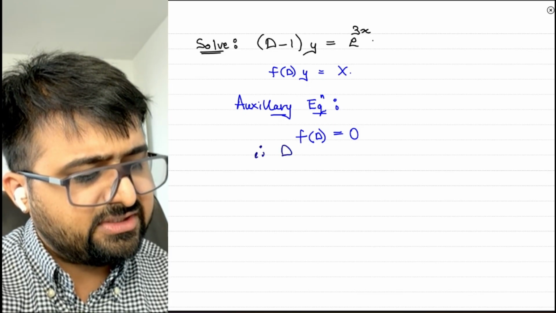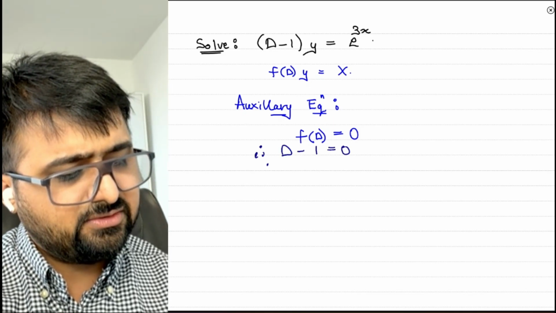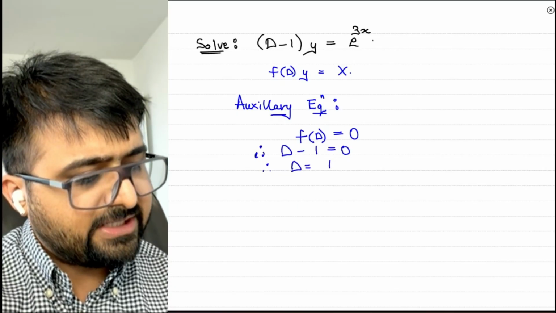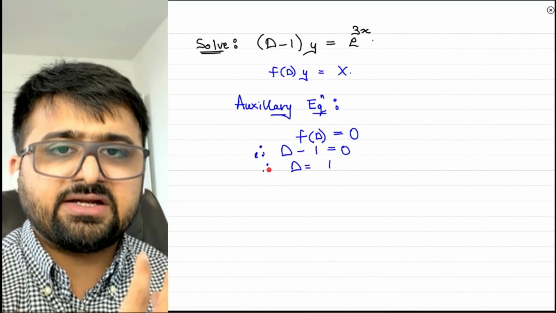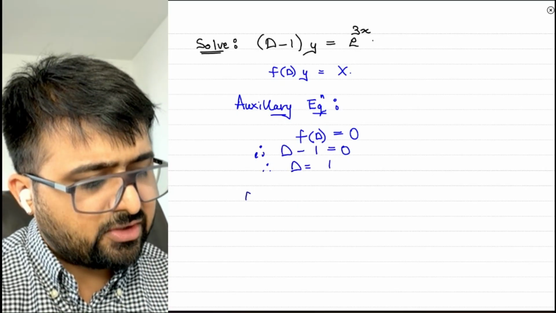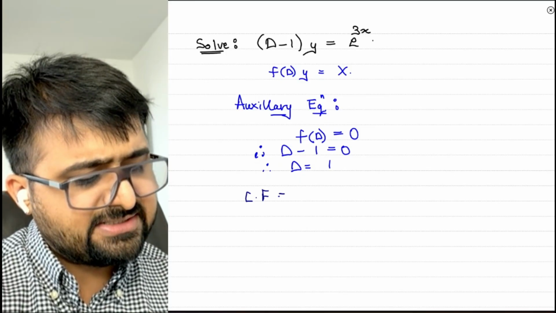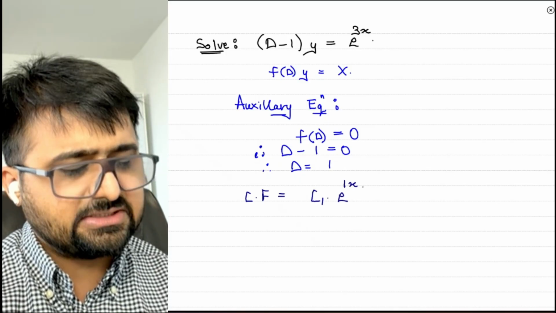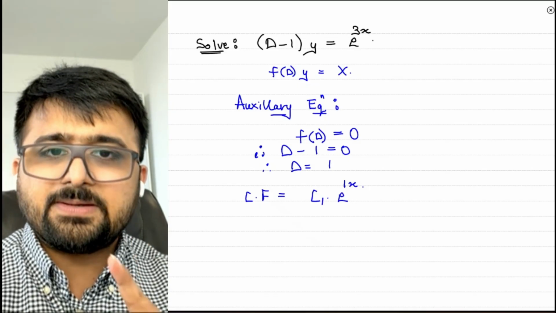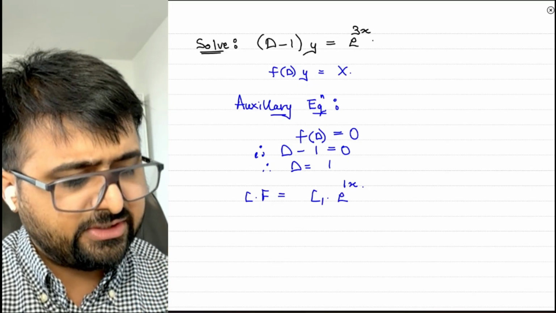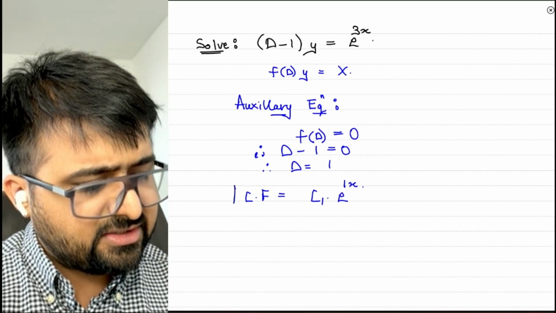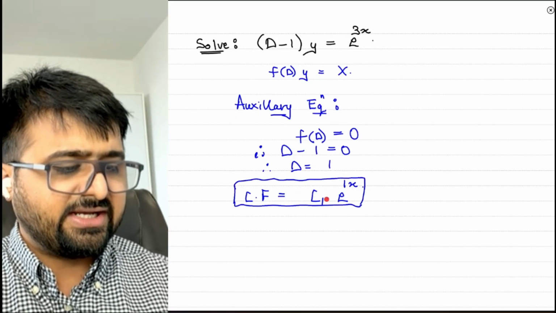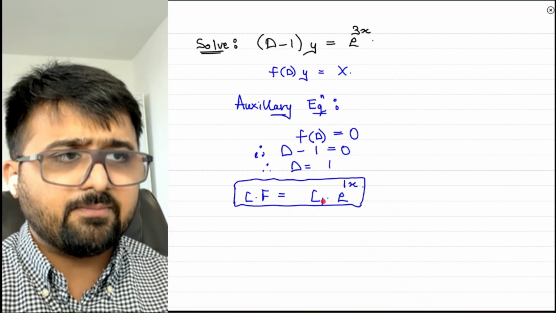Therefore, we have D minus 1 is equal to 0. Therefore, we have D is equal to 1. Okay, I hope that makes sense. Now, since they are real and rational values, the complementary function CF is going to be given by C1 into e to the power 1x. Please check out my video on complementary functions. The link is on the top right now in order to understand this better. Whoever has seen my video on complementary function will understand how I get this step. So that's the complementary function.